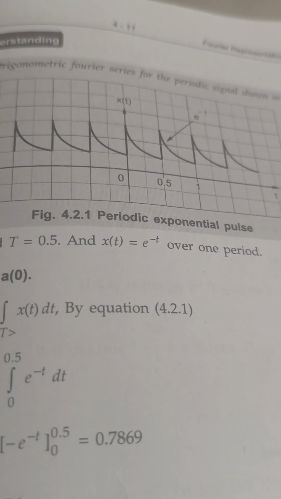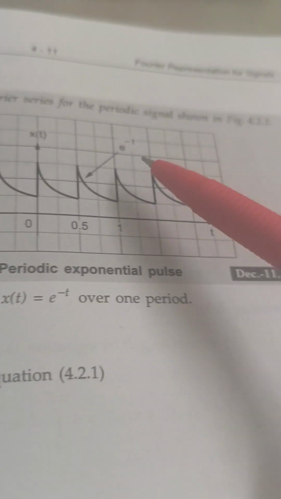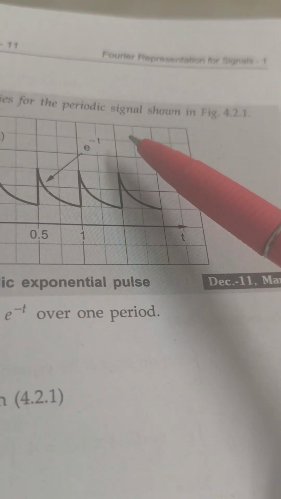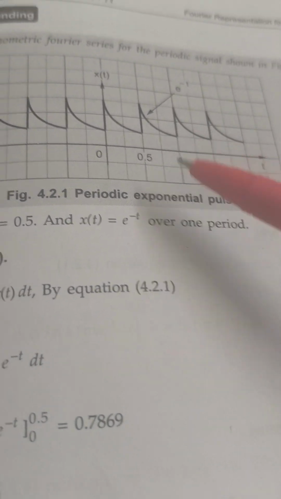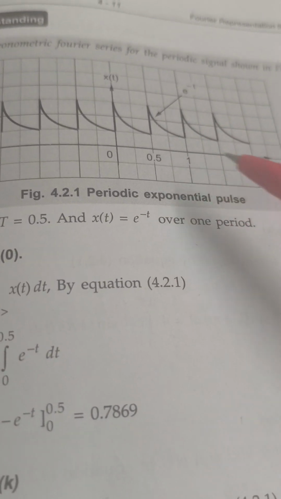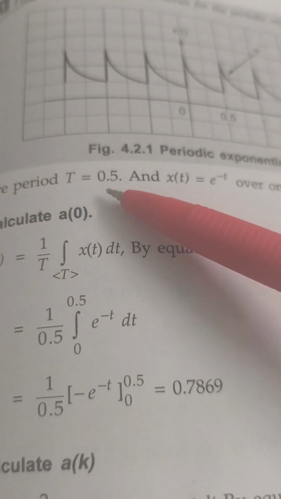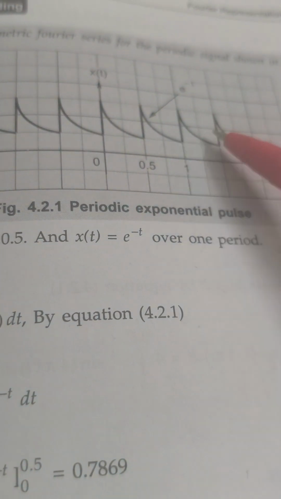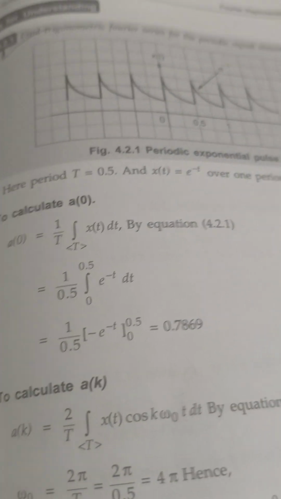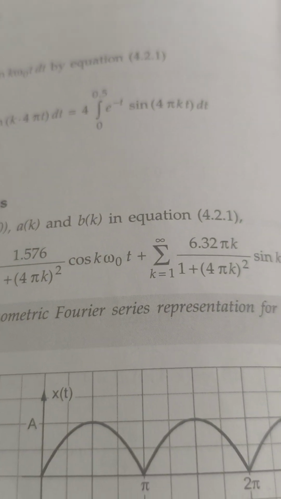Figure number 4.2.1, periodic exponential pulse. It is represented by e raised to minus t. It is also a periodic signal because it is repeating its pattern at regular intervals of time with a time period of T. Because in this interval, it is repeating a particular wave, a particular signal, therefore it is periodic. Therefore, using this technique, we have found this one.